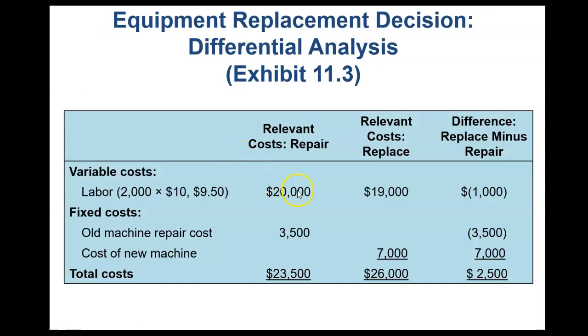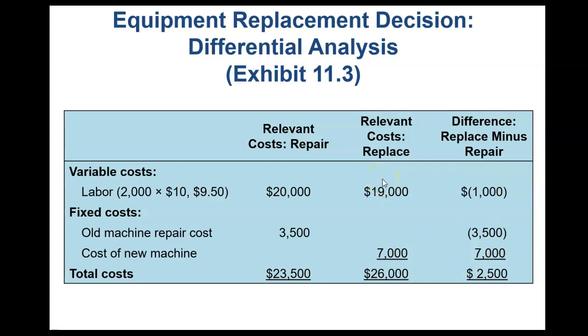And what that looks like in numbers, this is a differential analysis where we just look at the relevant costs. We don't need to worry about what these numbers actually mean right now, but just note that to repair the old machine, the total costs are $23,500. To replace the old machine with a new one, the total cost is $26,000. The difference is $2,500. You'll see that we looked at labor, old machine repair cost, and the cost of the new machine. So we just looked at three things to come up with our number.